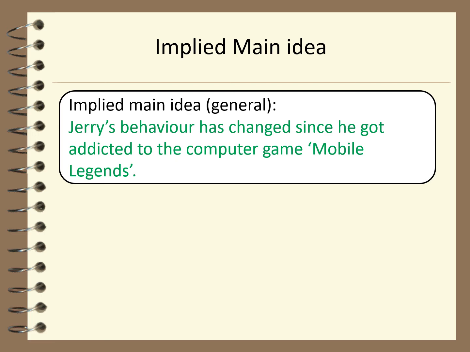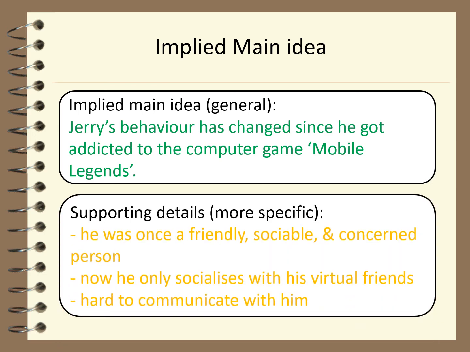So, what are the examples that show that his behavior has changed? You can say he was once a friendly, sociable, concerned person, but now he only socializes with his virtual friends, and it's hard to communicate with him because he replies in yes or no only. So these are the supporting details because they are the more specific ideas. They give elaboration, examples, and explanations to Jerry's changed behavior just now.